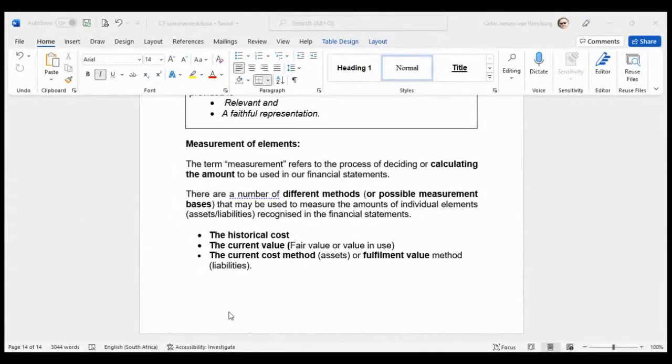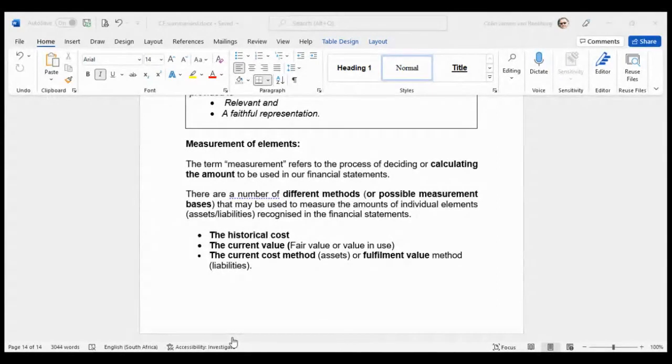I'm fine. Can you please repeat the fulfillment value method? Which one? The fulfillment value. Sorry, did you say the fulfillment value? Yes, the fulfillment value. Thank you. Sorry, my loudspeakers were a little bit low, but now I can hear clearly.